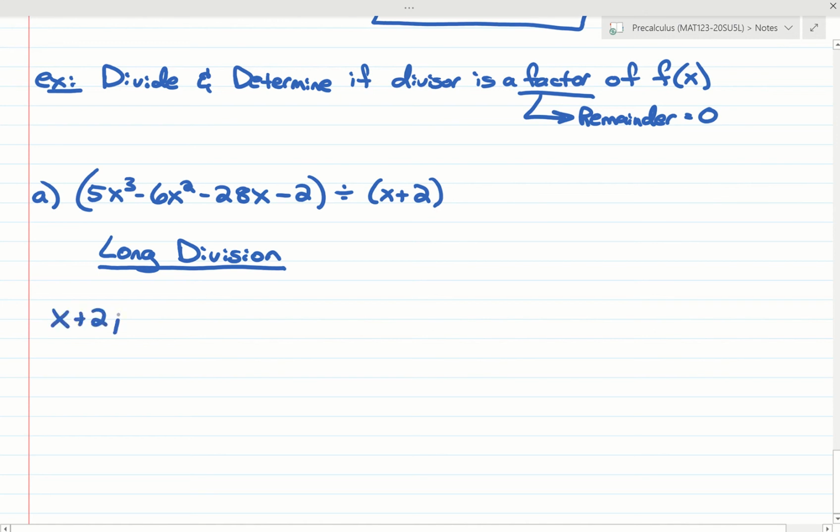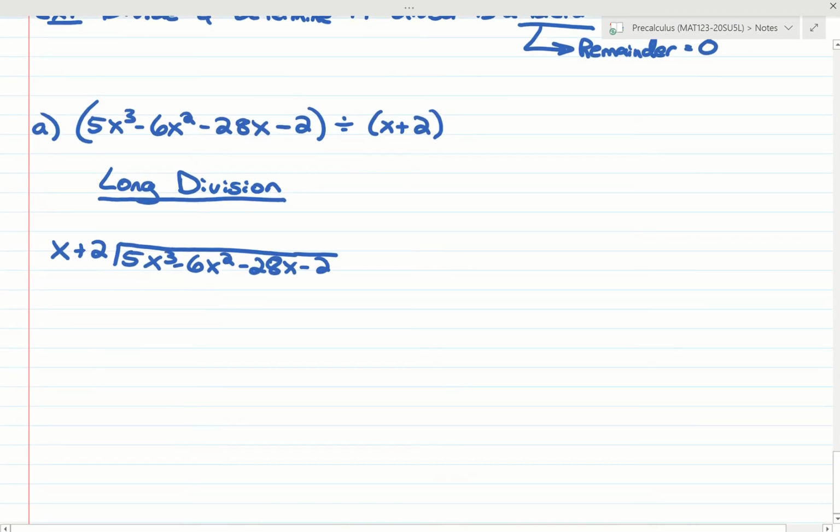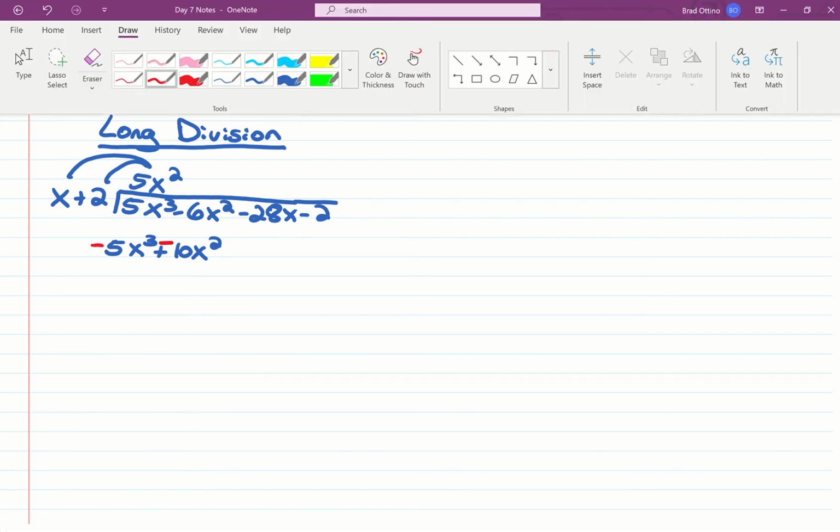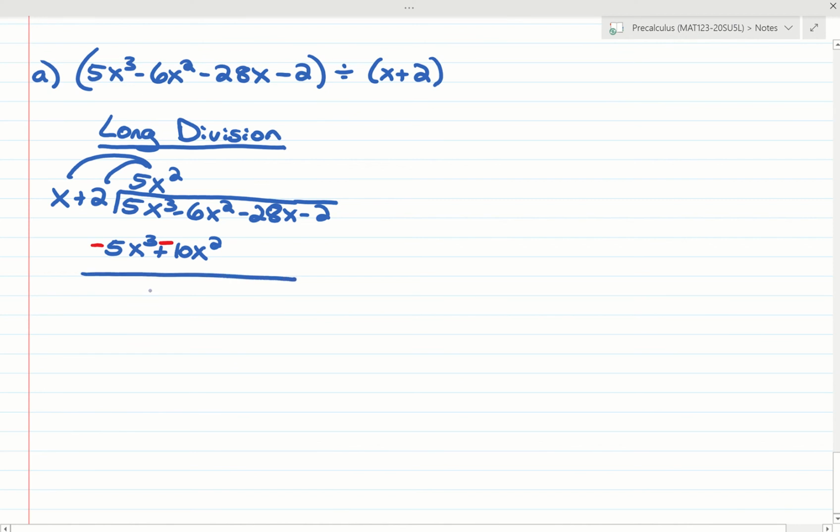We're going to divide x plus 2 into 5x to the third minus 6x squared minus 28x minus 2. We always do long division by looking at the first terms. x times what is 5x to the third? The answer is 5x squared. Then we're going to multiply that times x and then times 2. So we get 5x to the third plus 10x squared. And don't forget, when we do division, we have to remember to subtract at this point. And if we do that, we'll get negative 16x squared minus 28x.